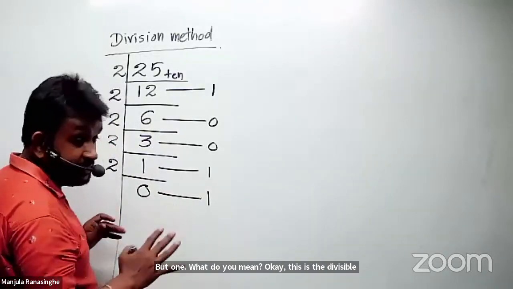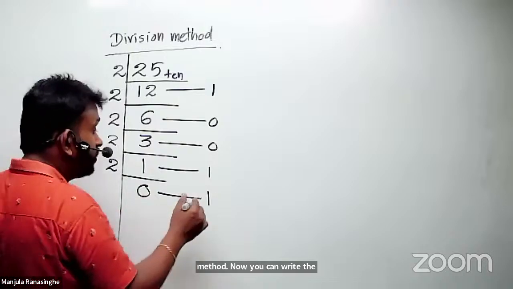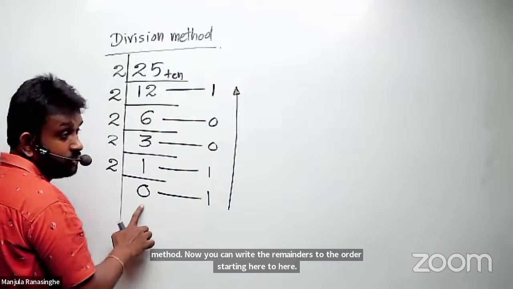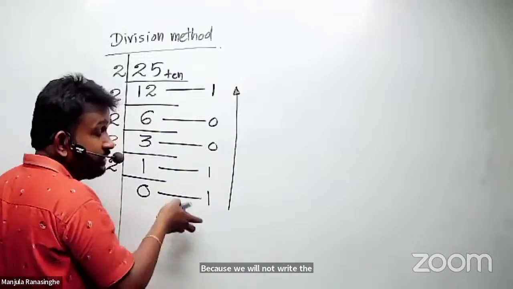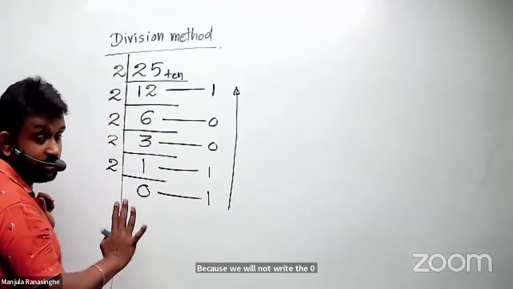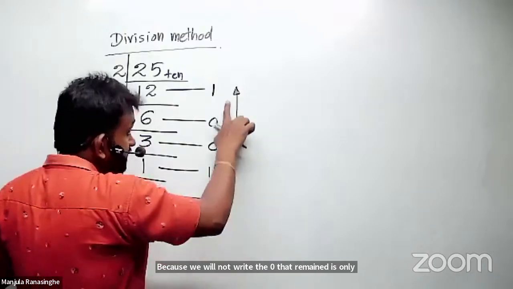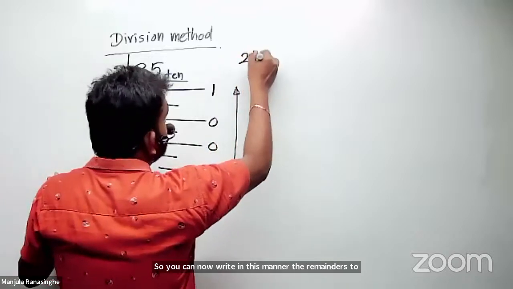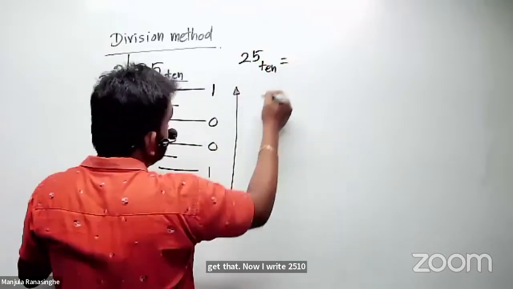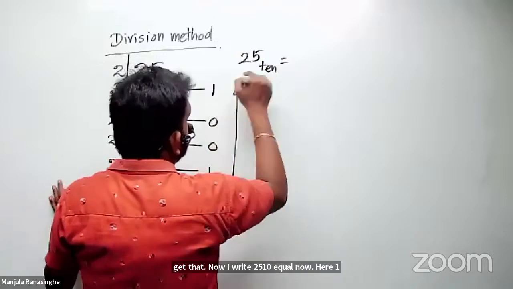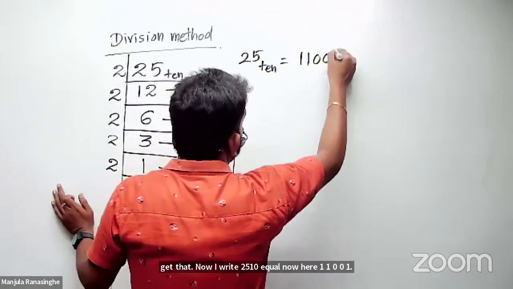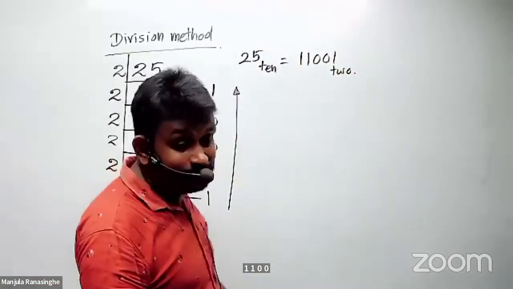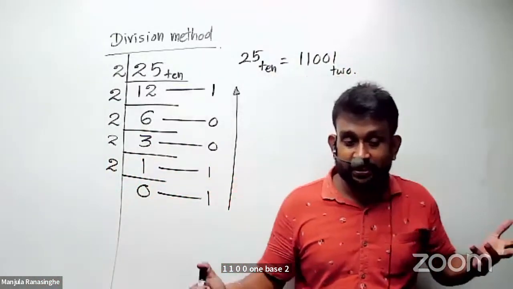Now you can write the remainders in order, starting here to here, because we will not write the 0 in front of a number, only the remainders. So you can write the remainders together. Now I write 25 base 10 equals 1, 1, 0, 0, 1 base 2. Right? Understood?